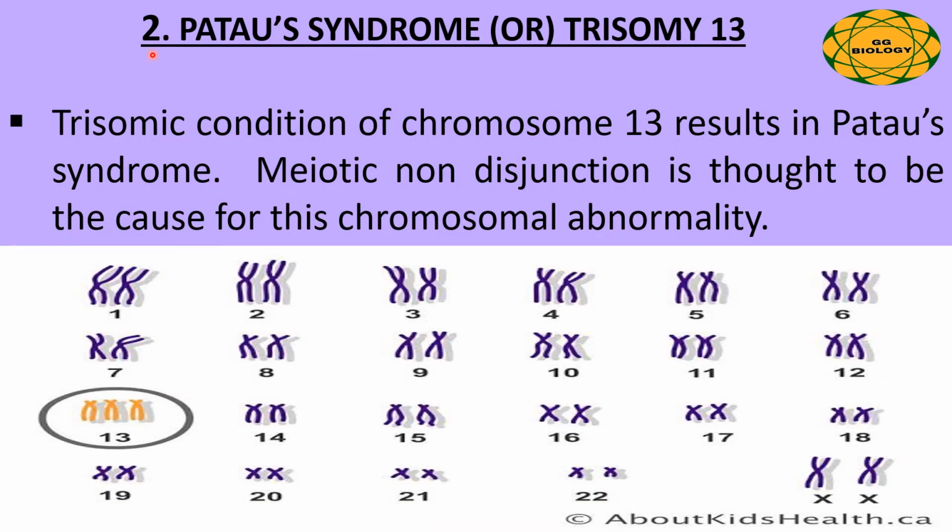The next is Patau syndrome, or trisomy 13. Trisomic condition of chromosome 13 results in Patau syndrome. Meiotic non-disjunction is thought to be the cause of this chromosomal abnormality. Instead of 2 chromosomes in pair 13, one additional chromosome is seen, resulting in Patau syndrome.